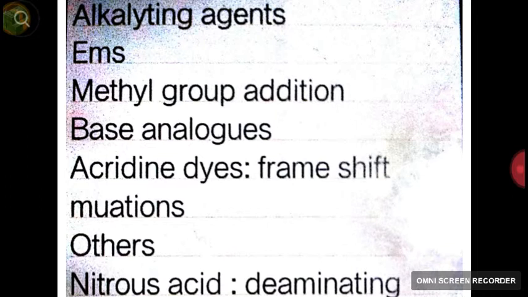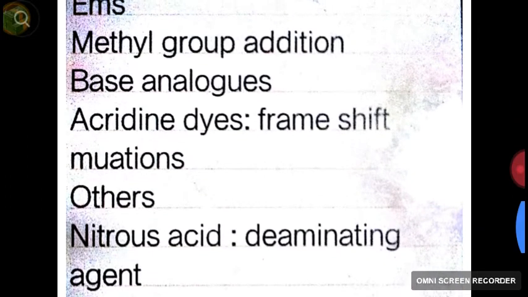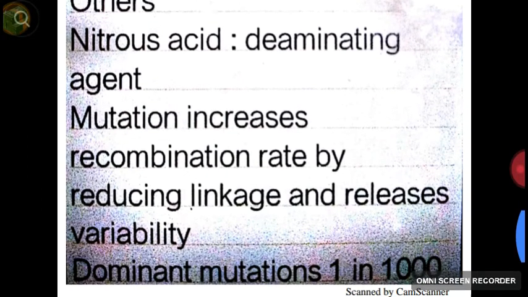They are used for frameshift mutations. This is a very important bit for any competitive exams. Acridine dyes usually induce frameshift mutations. And others include nitrous acid, which is a deaminating agent.